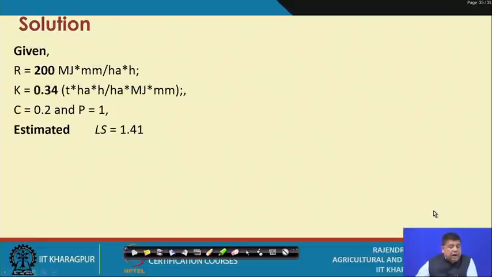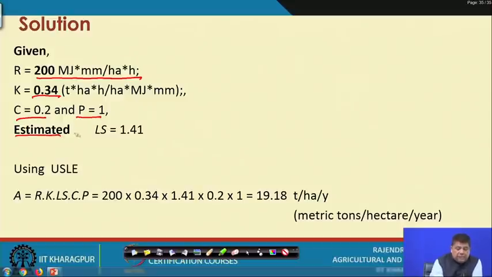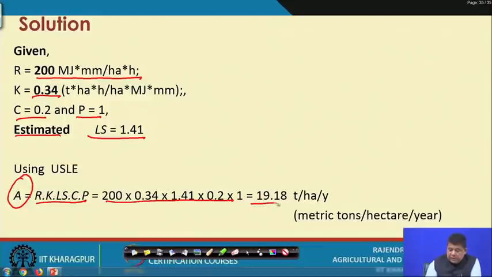After knowing the value of LS, we can continue. We have been given R equal to 200 megajoules millimeter per hectare hour, K is 0.35 in standard units, C is 0.2, P is 1, and we have already estimated LS equal to 1.41. So, obviously, we now know the values of all these factors, and putting them in this equation and calculating, we find that the average annual soil loss is 19.18 metric tons per hectare per year. That is the value of soil loss using this equation.